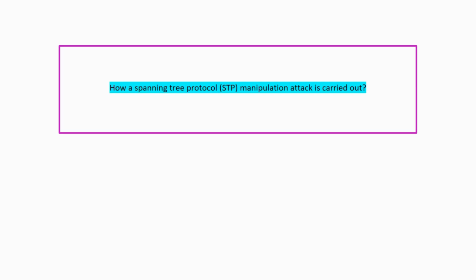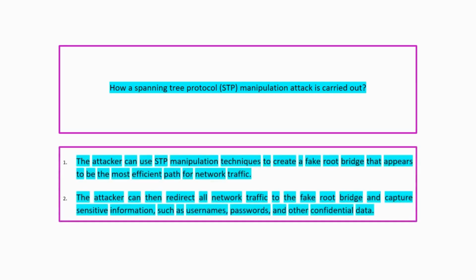So, how is a STP manipulation attack carried out? In such an attack, a fake root bridge is created that appears to be the most efficient path for network traffic. The attacker then redirects all the network traffic to the fake root bridge and captures the sensitive information such as username, password and other confidential data.